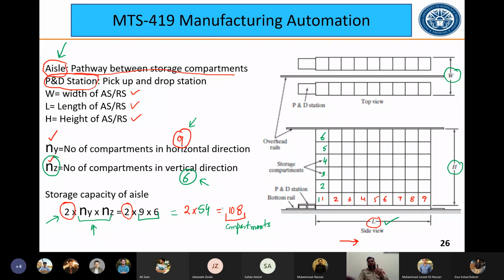So this is one aisle, 2 rack system, which has one SR machine. If I have 9 compartments in the horizontal direction and 6 compartments in the vertical direction, I'm going to have the compartments equal to 108. Up to here there is no problem. Now you have understood the orientation, and you can also calculate the capacity.